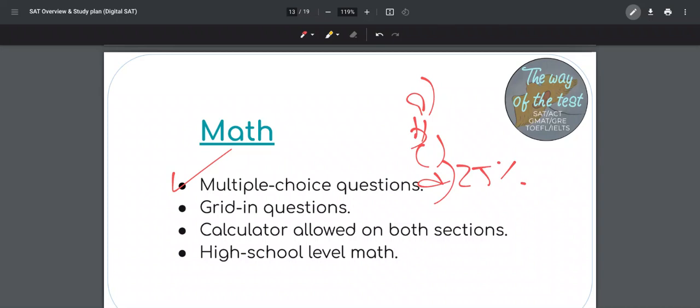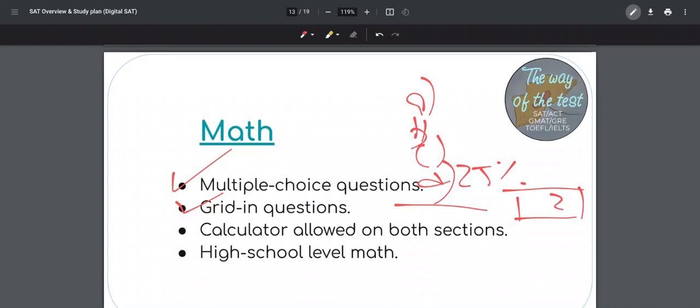And we also have the grid-in questions, in which you have a blank space, or in this case, a little box where we have to manually input our answers. In this case, remember, you no longer have the 25% chance of getting it right if you choose just a random number, because you no longer have alternatives. This does not mean that you should stop guessing. It just means that the chance of getting the right answer is going to decrease.